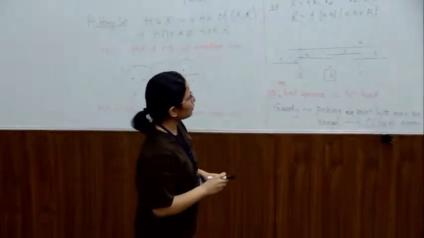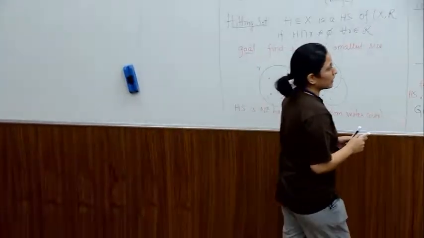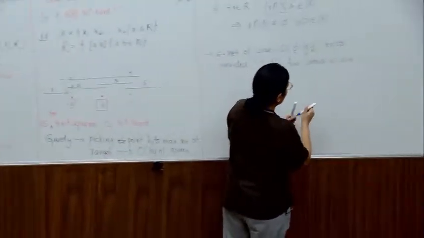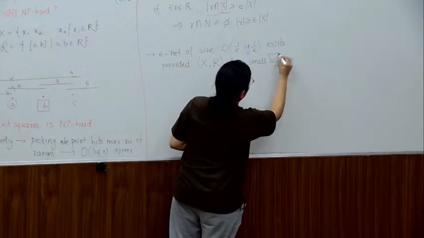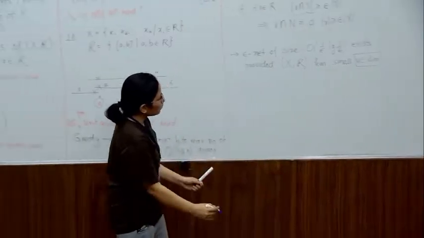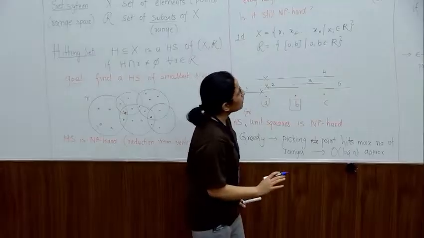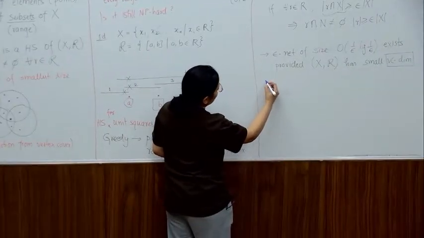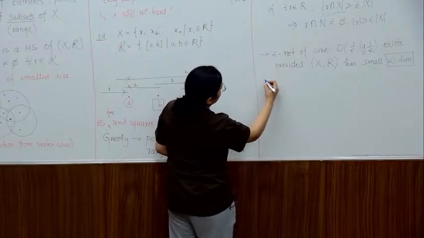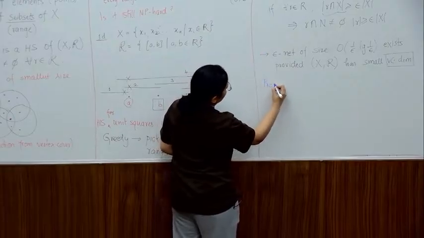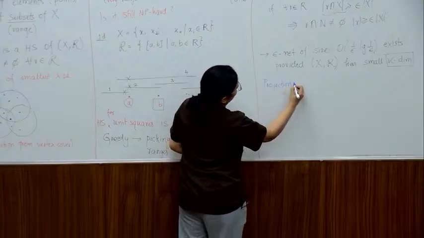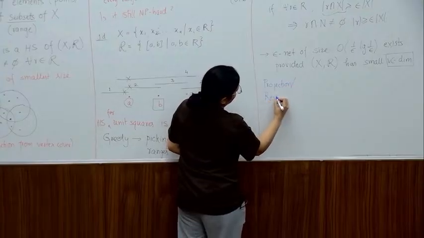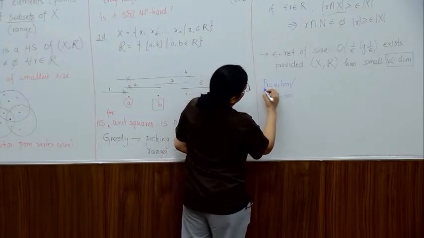So now let's look at this new term that has come up, this VC dimension. Before that, we will again need some more definitions, a couple of them, and then we'll get to VC dimension. Again, I have a range space. We define something called the projection, or it is also called the restriction.